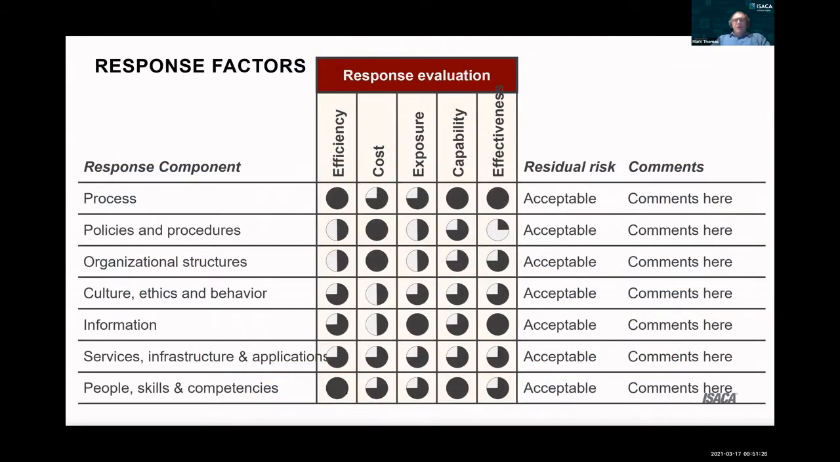So as an auditor, what we want to do is make sure that these response components are actually doing what we expect them to do. Remember, we said after you put the response in place, you have what's called residual risk. What I would highly suggest is take those components. Remember those 7 components: process, policies, organizational structures, culture, ethics, behavior, information, services, people, skills, and competencies. We saw these in Cobit. Do yourself an evaluation that says, hey, how well have our responses been able to address these areas?